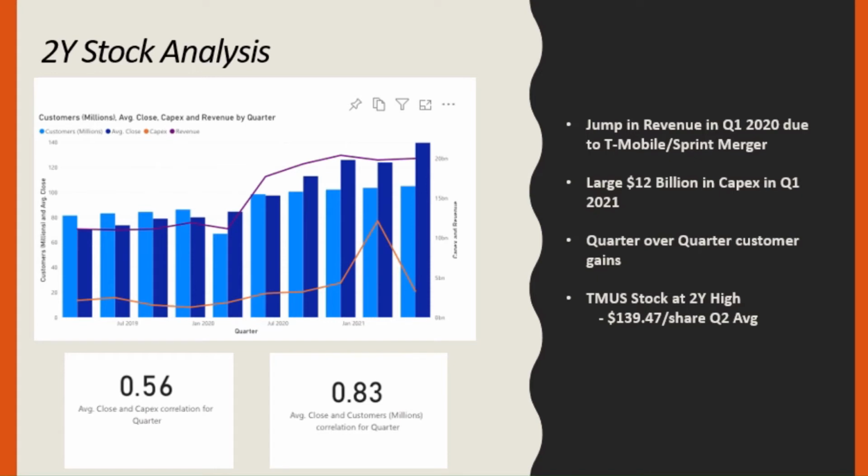However, there might not be correlation between the stock price and the number of customers, or the stock price and how much the company is spending on CapEx. Obviously, those are both financial metrics, so there is correlation between how investors are going to interpret the company's performance and what their outlook is on the value of the T-Mobile stock.